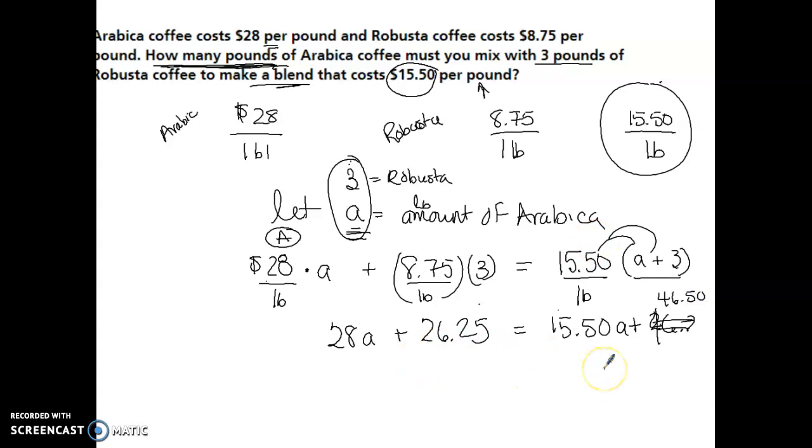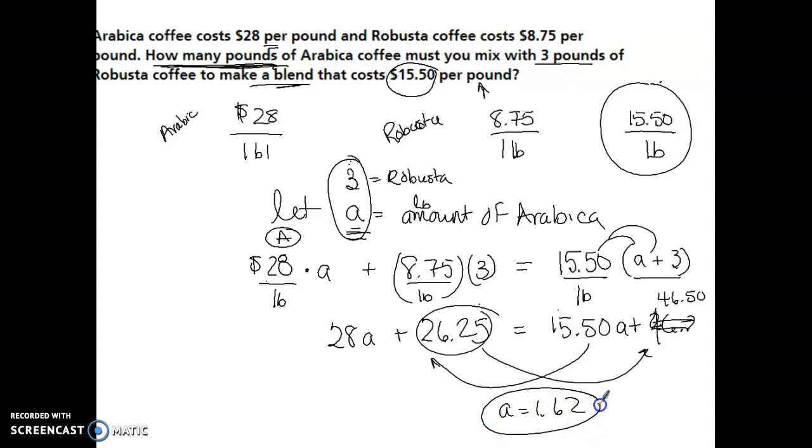Now you have an equation to solve. Move your variables to the left, move your constants to the right, and you're going to find that A is 1.62. That is the amount of Arabic coffee you actually need. It's setting up the equation, and you always read that last question to see how you're going to set it up.